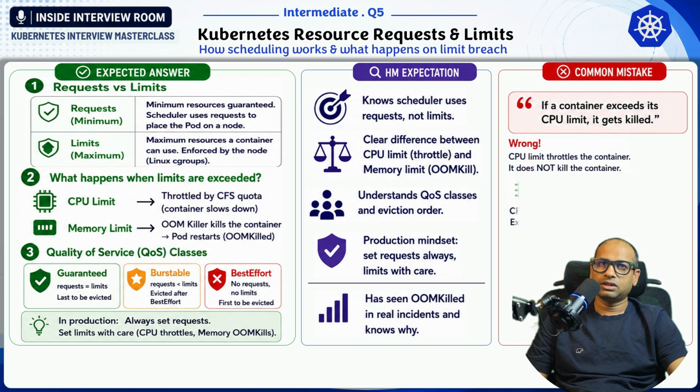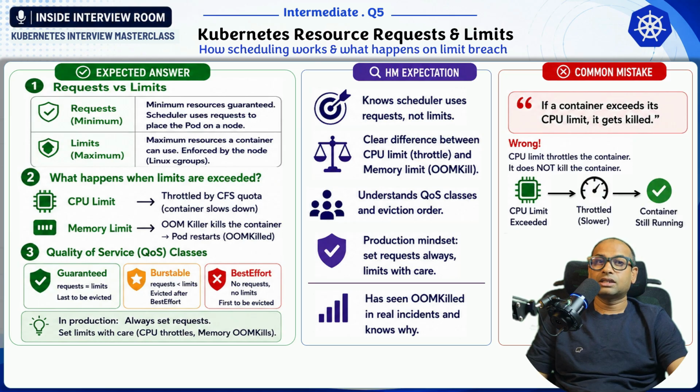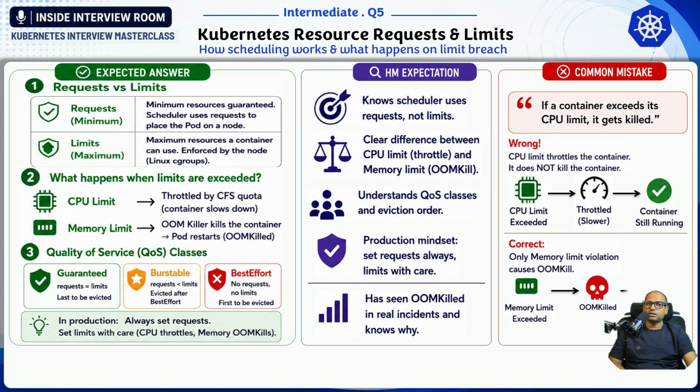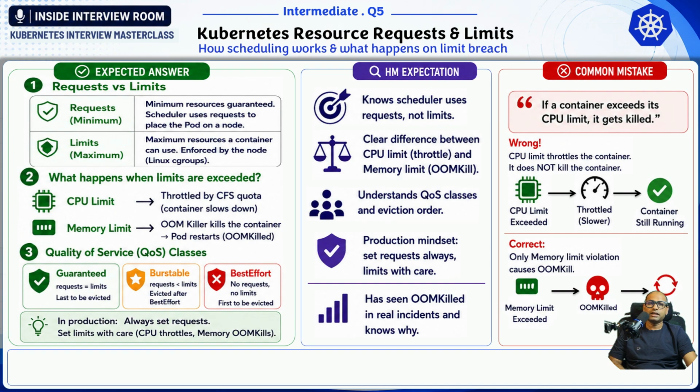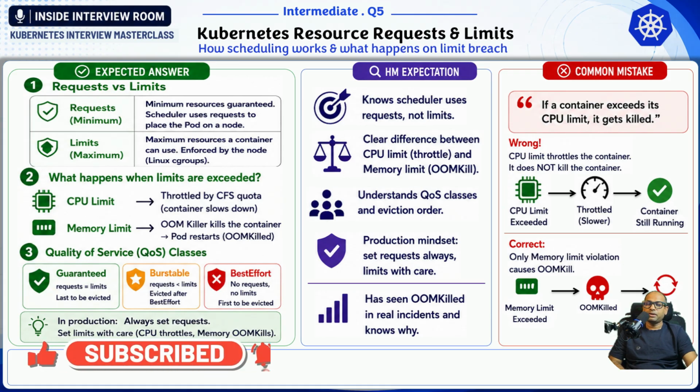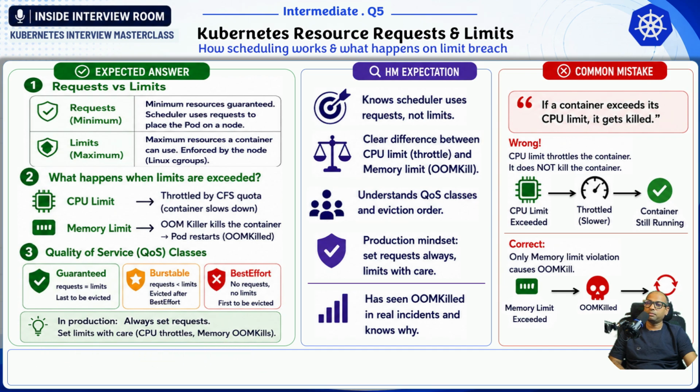What are the common mistakes? Saying that if a container exceeds its CPU limit, it gets killed. That is wrong. A CPU limit throttles the container, it does not kill it. When the CPU limit is exceeded, the container is throttled but still running. The correct answer is that only a memory limit violation causes the OOM kill. Memory limit exceeded, OOM killed, or restart.